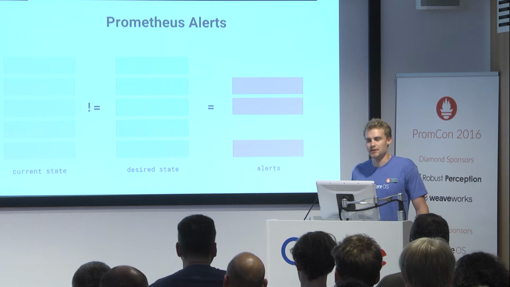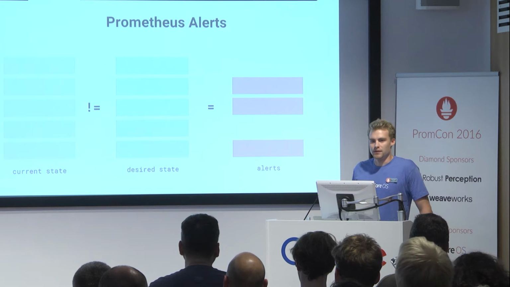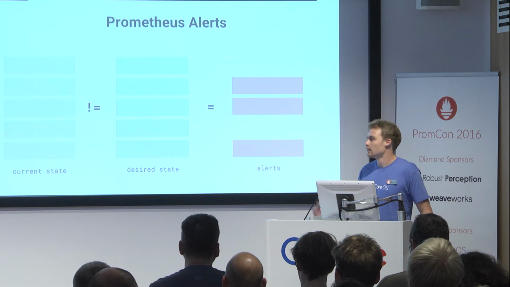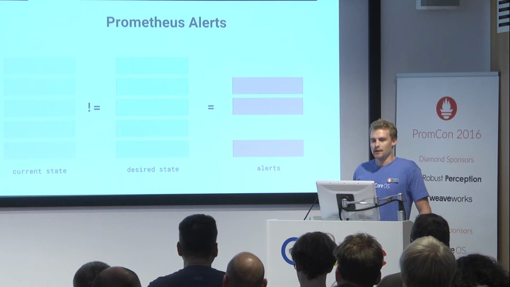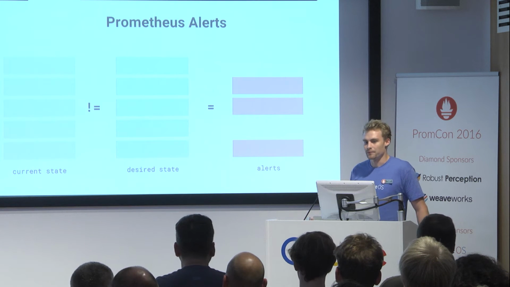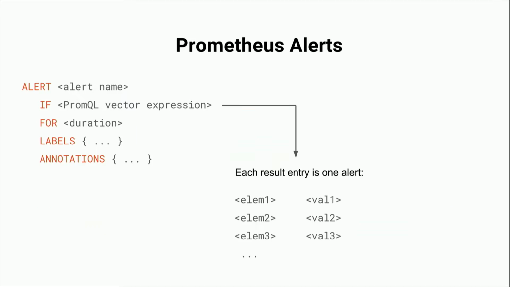And we have a really good representation of the current state of the world by looking at all our time series, of the current state and the past state. We can just compare the state via PromQL with the desired state, and the difference is the stuff we want to alert on. So this is how you define an alert in Prometheus. This is our custom syntax. You say alert and provide the name, and then define any PromQL expression that gives you results. And then you can define stuff like a for duration. If this expression generates a result, every entry in this result vector corresponds to one alert.